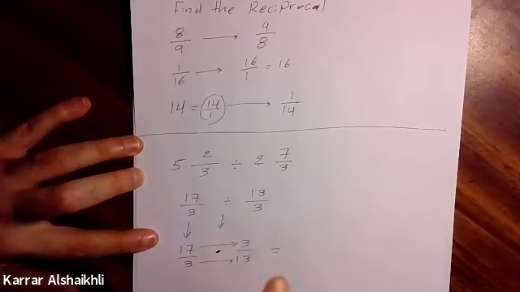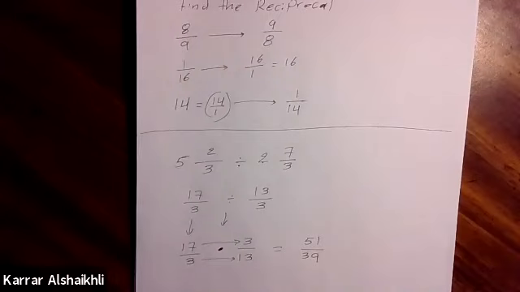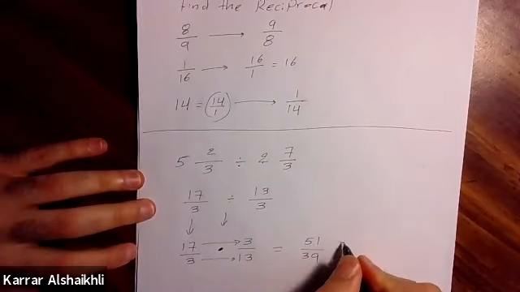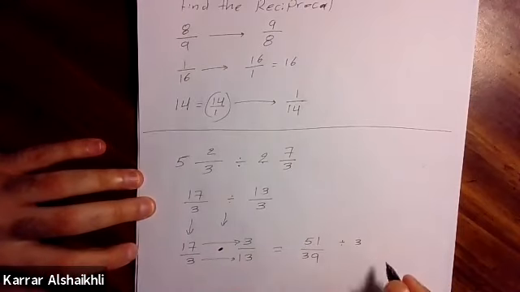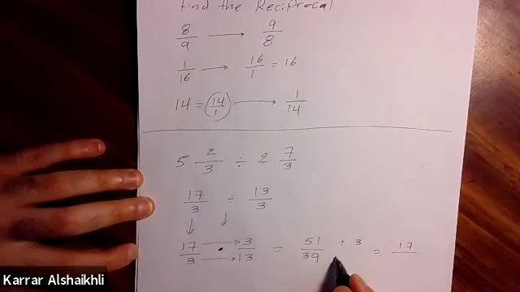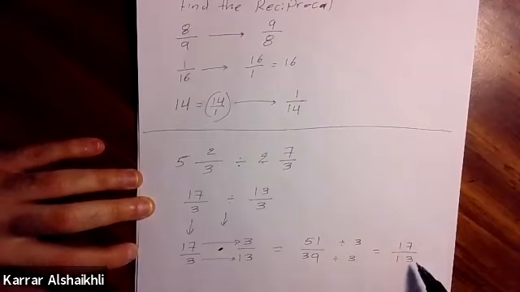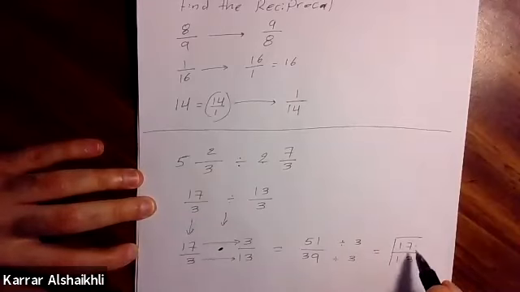17 times 3 is going to be 51. 3 times 13 is going to be 39. Always check. Can you simplify your solution? Yes, because there's a common number between 51 and 39, which is the 3. Because if you divide 51 by 3, it's going to be 17. 39 divided by 3 is going to be 13. Is there a common factor between these two numbers? No, that means this is the result.